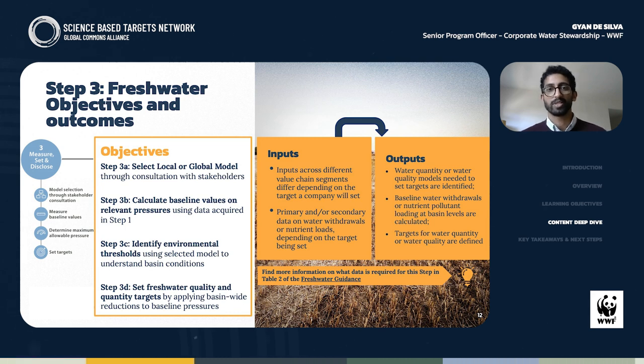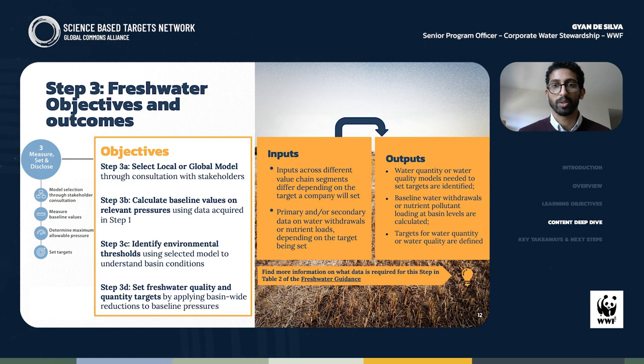As mentioned earlier, for freshwater Step 3, there are 4 main sub-steps to get there. Step 3A, the hydrological model selection, consists of a consultation process with stakeholders and results in the identification of an appropriate hydrological model used to set targets in the basin. Step 3B, the baseline pressure calculation, takes advantage of environmental data acquired in Step 1 to identify any other activities located in the same basin and to aggregate the pressures coming from all of them so that the targets cover all of a company's activities in the area.